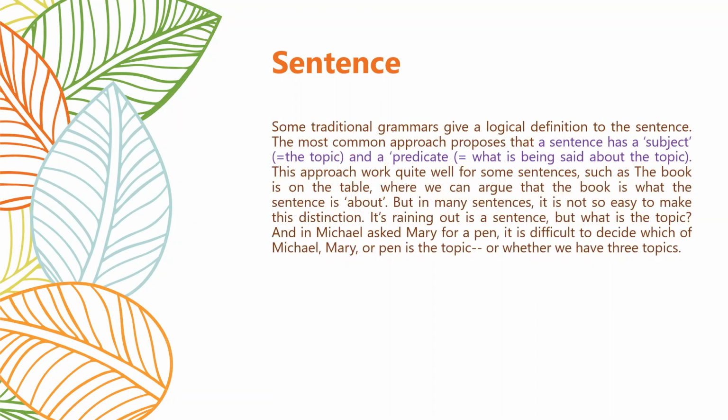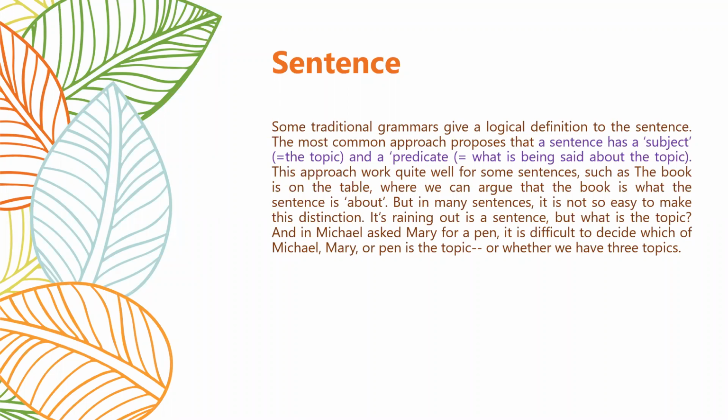The subject is the topic, the noun, and the predicate is what is being said about the topic. Here you can see the example sentence: The book is on the table, as I mentioned in the first session. The book is the topic, and is on the table is the predicate, because something has been said about the book, that it is on the table. That's why we call it a predicate.